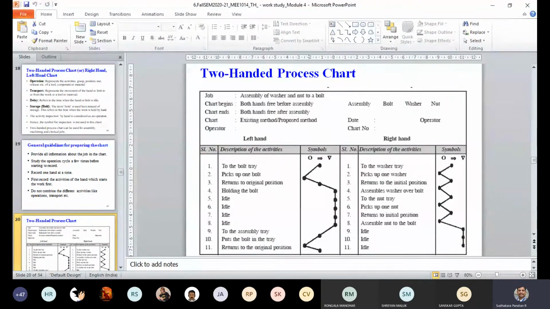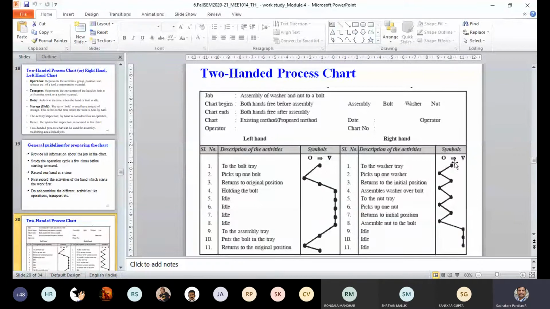To assemble a simple nut and bolt with washer, you have to use both of your hands, for which we categorized different activities for both the hands, in total 11. Now here we have mentioned three symbols: operation, transportation and storage. In the right hand also, in the last column you could see operation, transportation and storage.